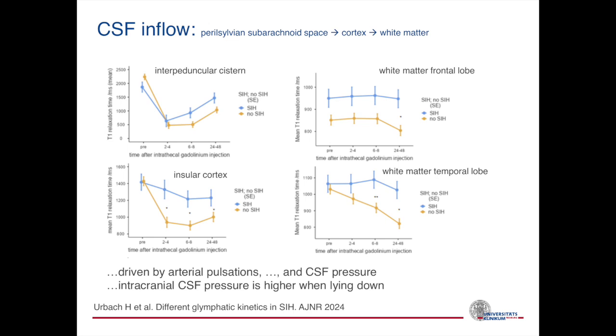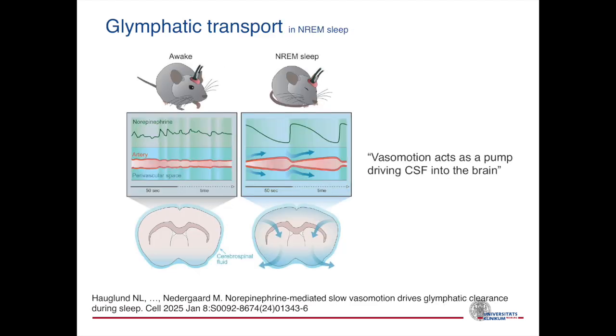But one reason why it is more active during sleep is because the intracranial CSF pressure is higher when lying down. That is not the only reason, because recently Michael Nedergaard showed that the vasomotion, the power that pumps the CSF into the perivascular spaces, is also different between sleep and non-sleep. So it's not only that we are lying down that gives us a better glymphatic transport during sleep.